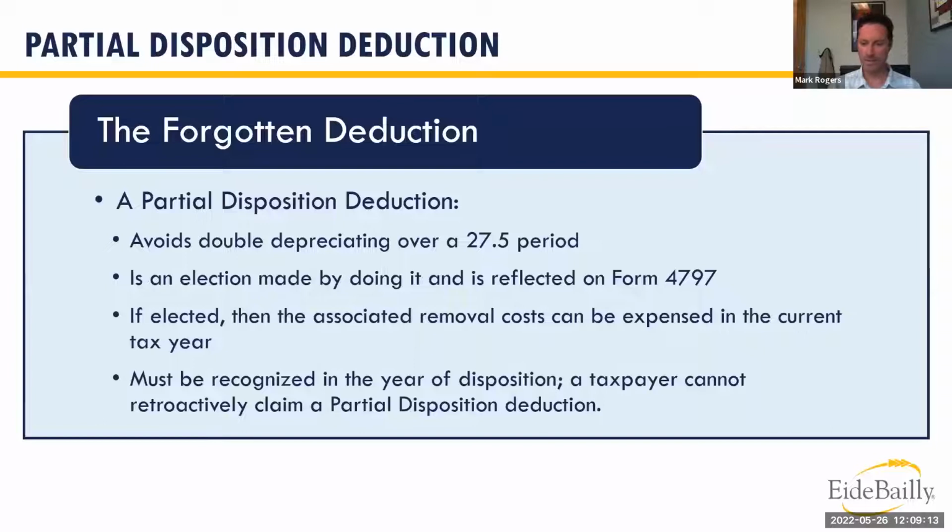And the last bullet, this is why it's called the forgotten deduction, because it must be recognized in the year of disposition. So a taxpayer cannot retroactively claim a partial disposition deduction. That's very much unlike a cost segregation, where I just told you with the Form 3115, you can go back and catch up. You can't do that with the partial disposition deduction. That's why it gets missed quite a bit.